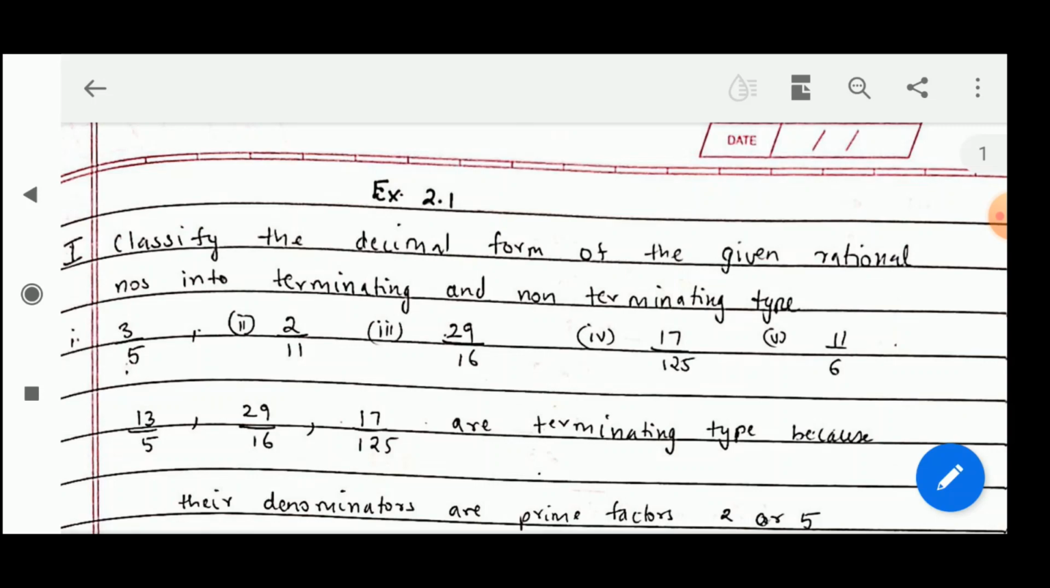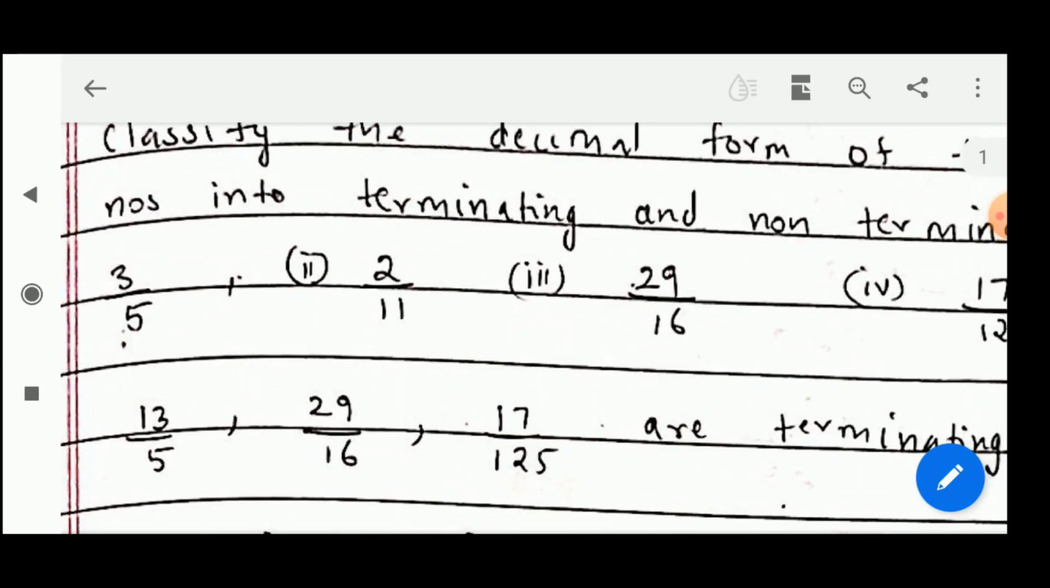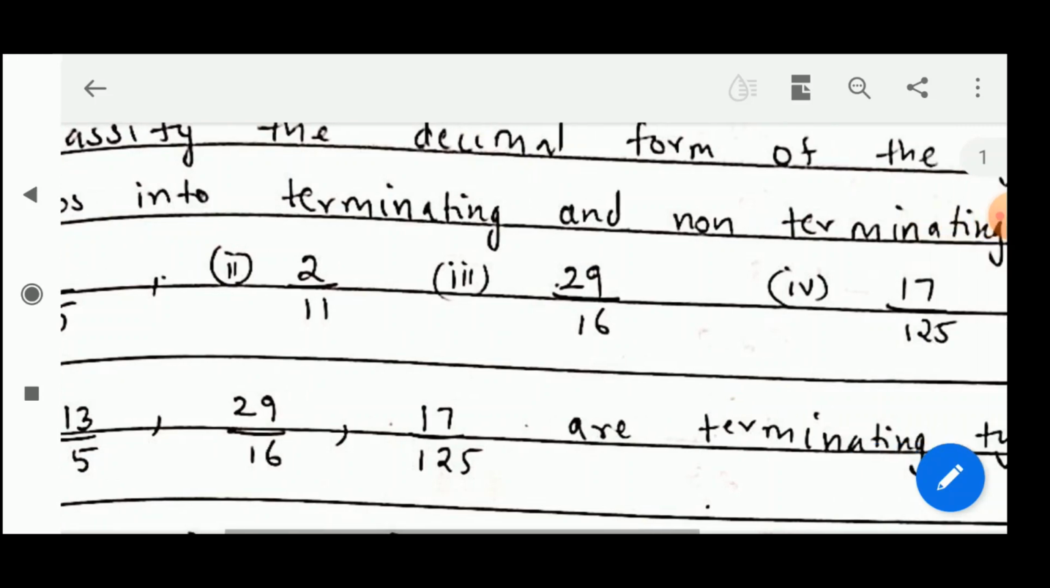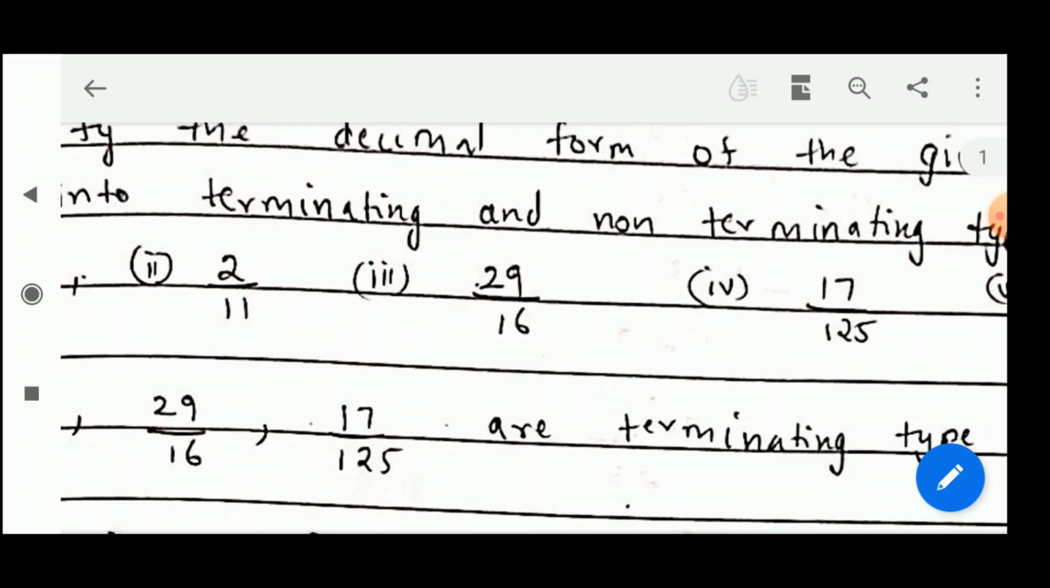Now the first one, 3 upon 5. The prime factor of the denominator is 5. So it is a terminating type of decimal form. Now the second one is 2 upon 11. Again the prime here is 11, so it will be non-terminating type. Then 29 upon 16. The prime factors of 16 are 2 into 2 into 2 into 2, 4 times. So this will be a terminating type of decimal form.